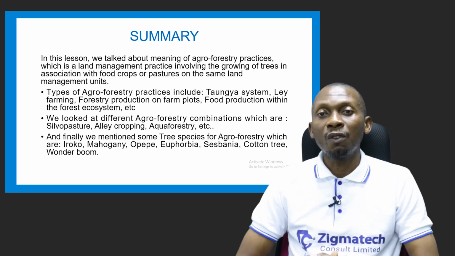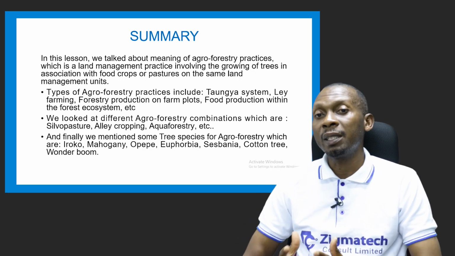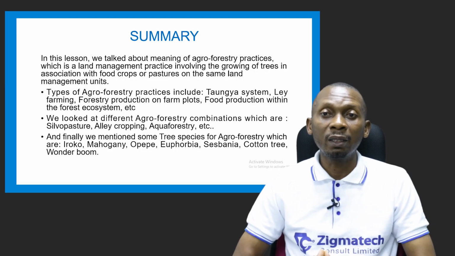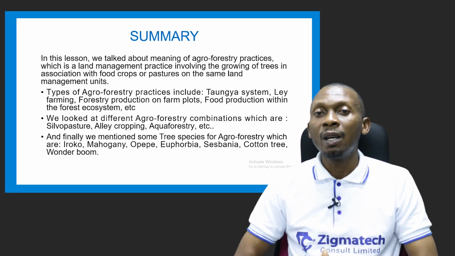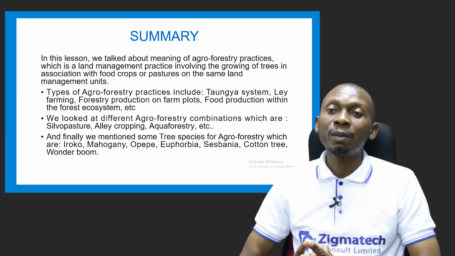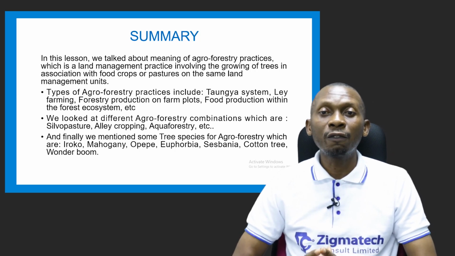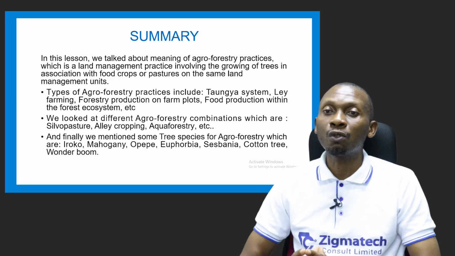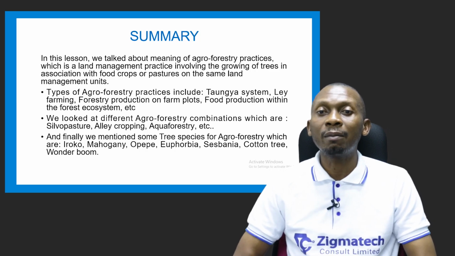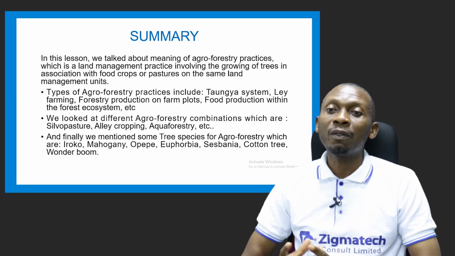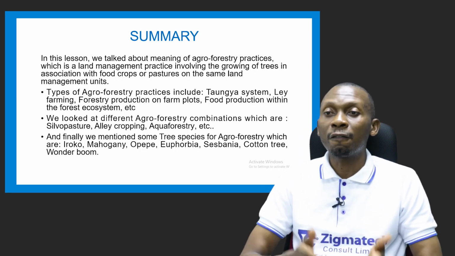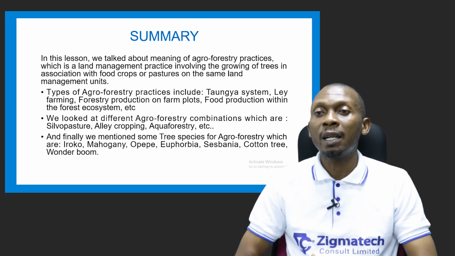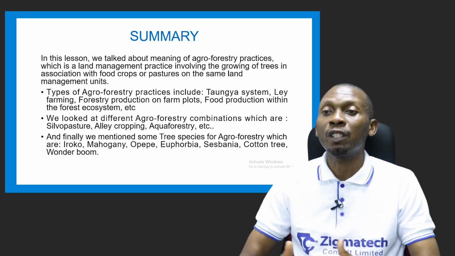Okay, so this is what we've learned for today. Let's have a recap of what we learned in this lesson. We talked about the meaning of agroforestry practices, which is a land management practice involving the growing of trees in association with food crops or pastures on the same land management units. Types of agroforestry practices include the Tonga system, which involves the growing of food crops together with forest trees and harvesting the food crops before the trees form canopy.